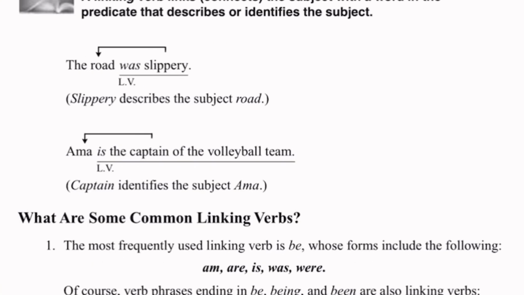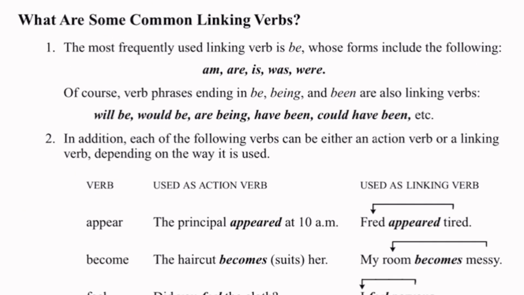Let's look at some linking verbs. It is not only is that is a linking verb, but the most frequently used linking verbs are the be variants, which include am, are, is, was, and were. I am a teacher. He is a student. She's a girl. They are students. They are children. We were soldiers, or we were students. So those are linking verbs. Of course, verbs ending in be or being are also linking verbs. Will be, would be, have been, could have been are also linking verbs.